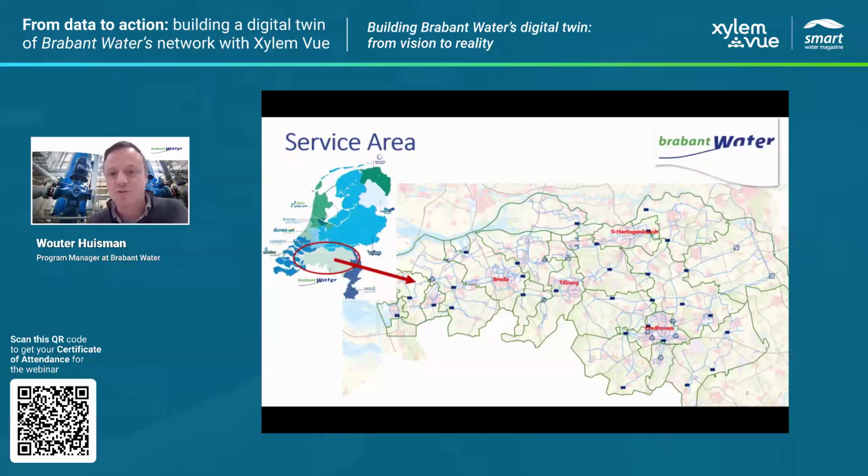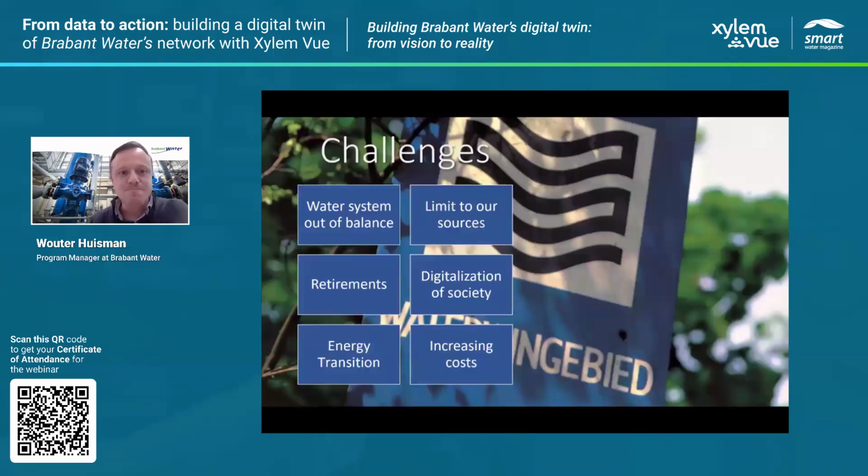So in the more urban areas, we have lots of customers on relatively short lengths of network, where in rural areas we have fewer customers and longer stretches of network. So that also defines the layout of our network and the distribution of water.